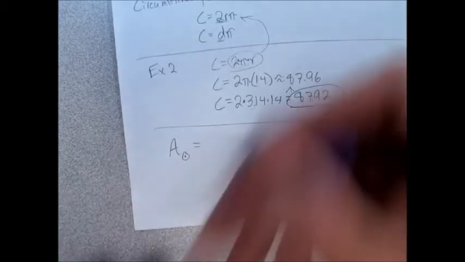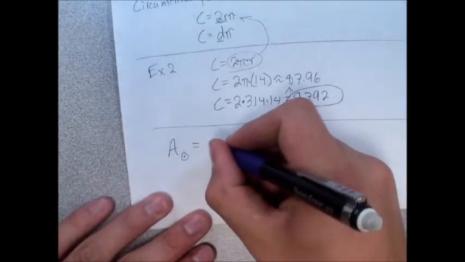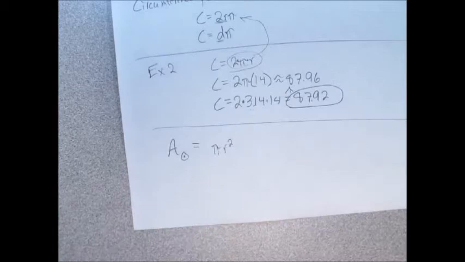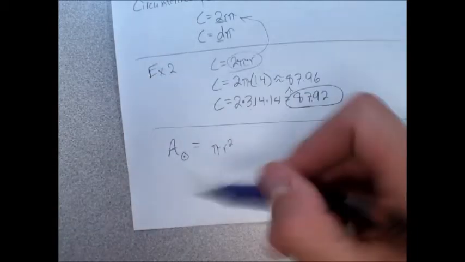So, area of a circle is pi r squared. Good. Pi times radius squared. Okay, so no matter what our radius is, we'll just drop it into that point.